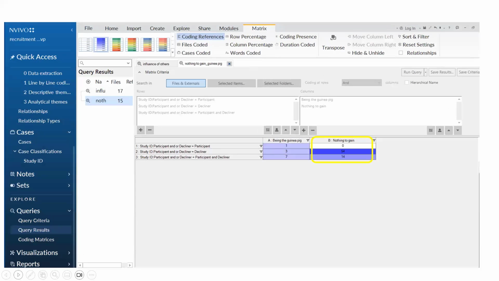And similarly, in this example, those who declined were more likely to refer to not having anything to gain by taking part in a trial. This has limited use, particularly when there is substantial heterogeneity in the primary studies, but it can be used to check in on some red flags when you're developing your key findings and thinking about your confidence in those.